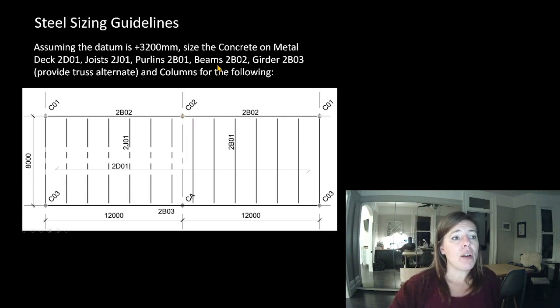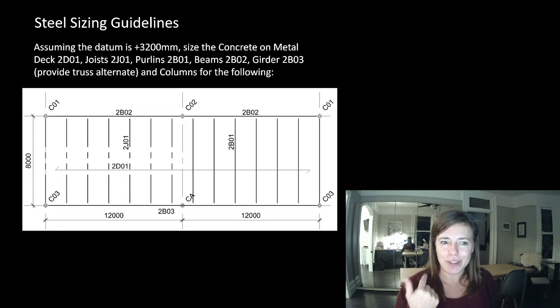Size the concrete on metal deck 2D01, size the joists 2J01, the purlins, oh, they called them purlins too, it looks like we were right. Size the purlins 2B01, the beams 2B02, and the girder, oh, they called it a girder too, 2B03. But they're telling us to provide a truss alternate as well, and then size the columns. So we have C01, C02, and C03.